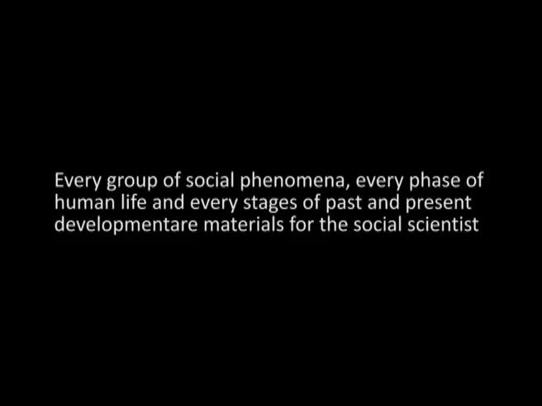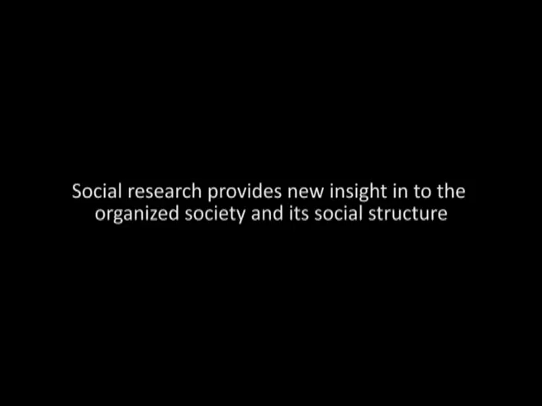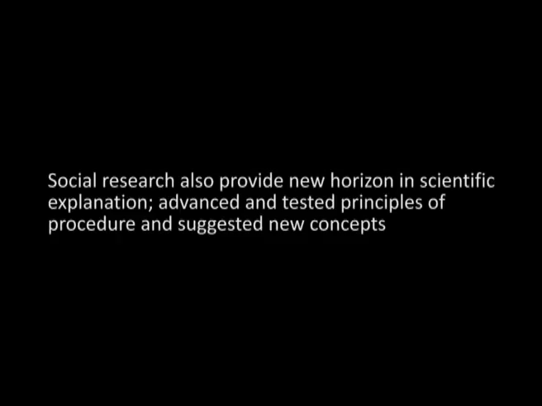Every group of social phenomena, every phase of human life, and every stage of past and present development are materials for the social scientist. The area of research in various social sciences provides vast scope for research. The main scopes of social research are: social research provides new insight into the organized society and its social structure. Social research also provides new horizons in scientific explanation, advanced and tested principles of procedure, and suggested new concepts.